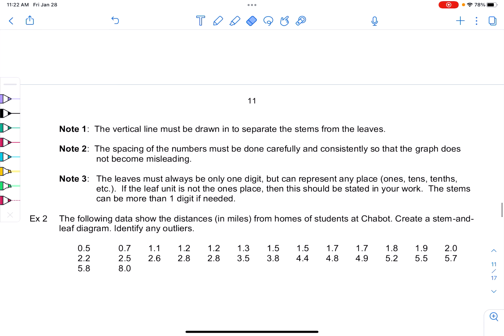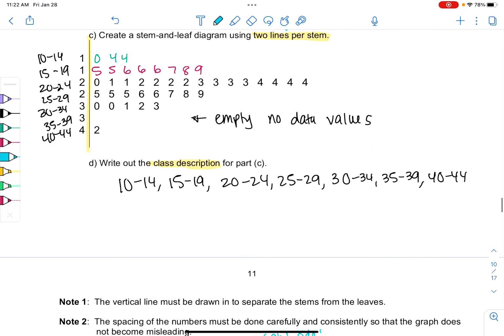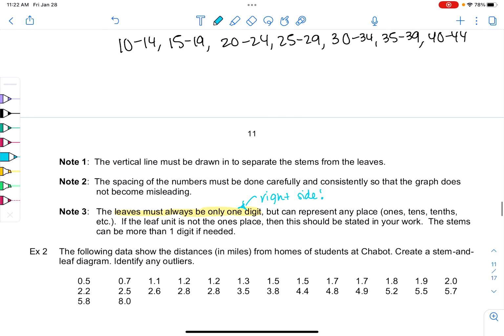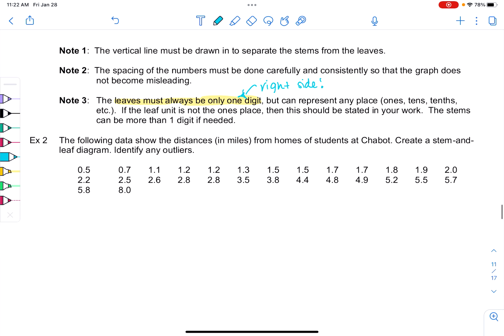And then note 3, the leaves can only be 1 digit. I wrote this earlier as well. So the right side is always only 1 digit. But the left side can be more than 1. So the leaf unit does not need to be ones place. So in this example, it was the ones place because 1, 0, that's the ones place, and 1 was the tens place. We can use different units if we need to, and we'll see that in the next example.